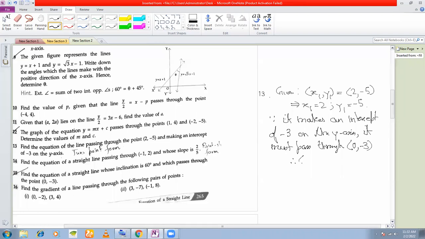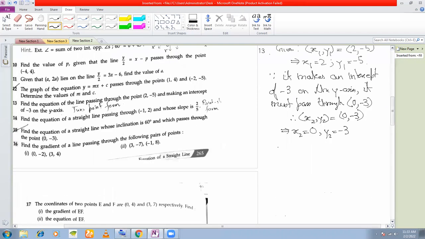So therefore, what is the other point given to you? X2, Y2. The other point given to you is 0, minus 3, right? So that means x2 here is 0 and y2 here is minus 3, right? So hence, what is the required equation of the straight line?